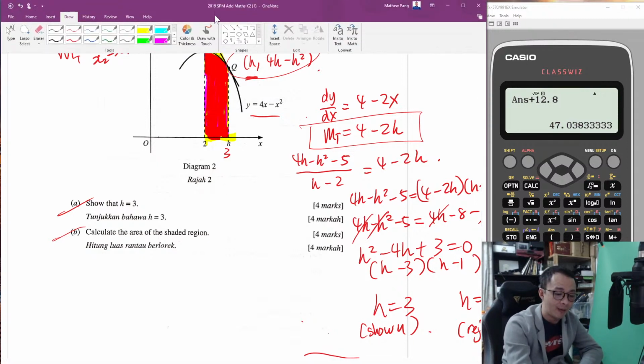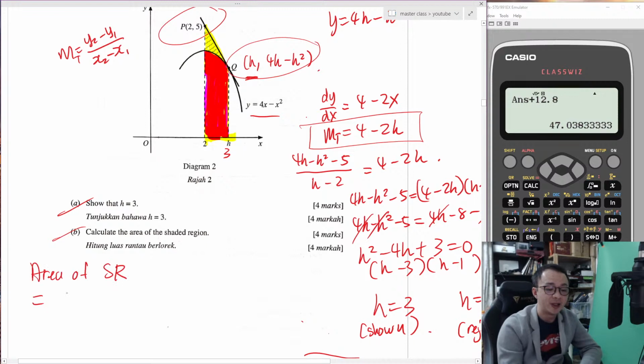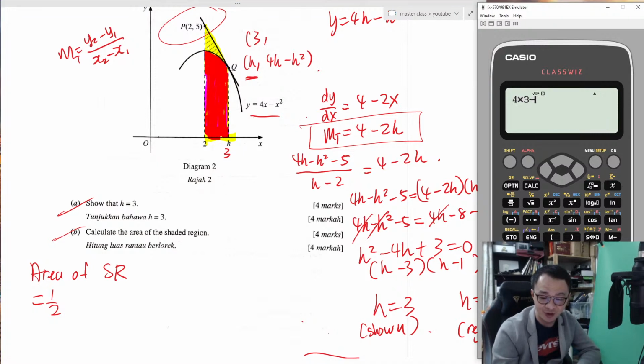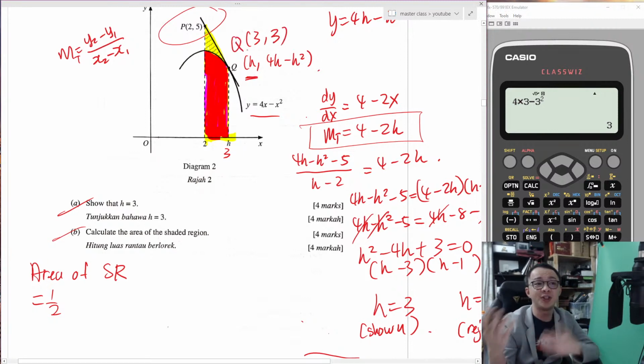So what we want to do right now is the area of the shaded region. If I want to find the trapezium, it's half (a plus b) times h, but I got the h already. h equals 3. I will sub it into my coordinate Q here. So Q should be (3, 4 times 3 minus 3 squared), so this one is 3 also. So coordinate Q is basically 3 after I sub h equals 3 into it.